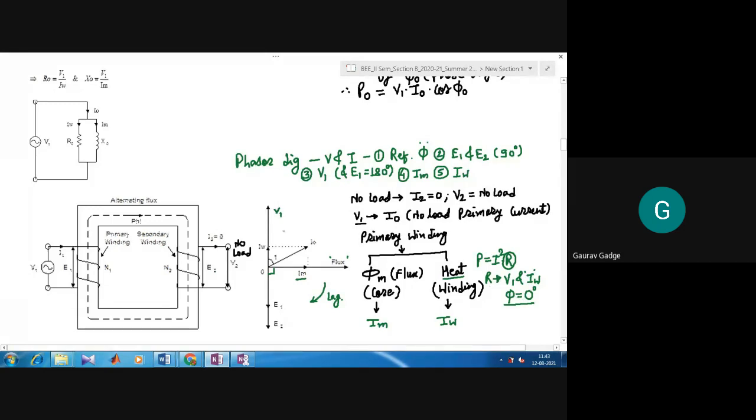So we now have IW and IM. Now, as I already said, I0 is the phasor addition, so I can write the expression I0 is equal to IM plus IW. Can anyone tell me the name of the law which indicates this particular current equation?